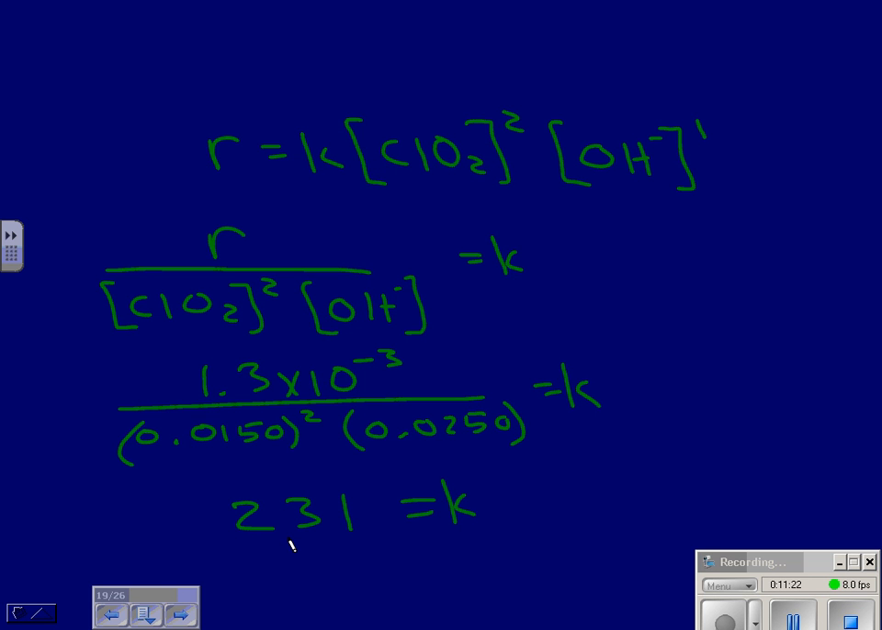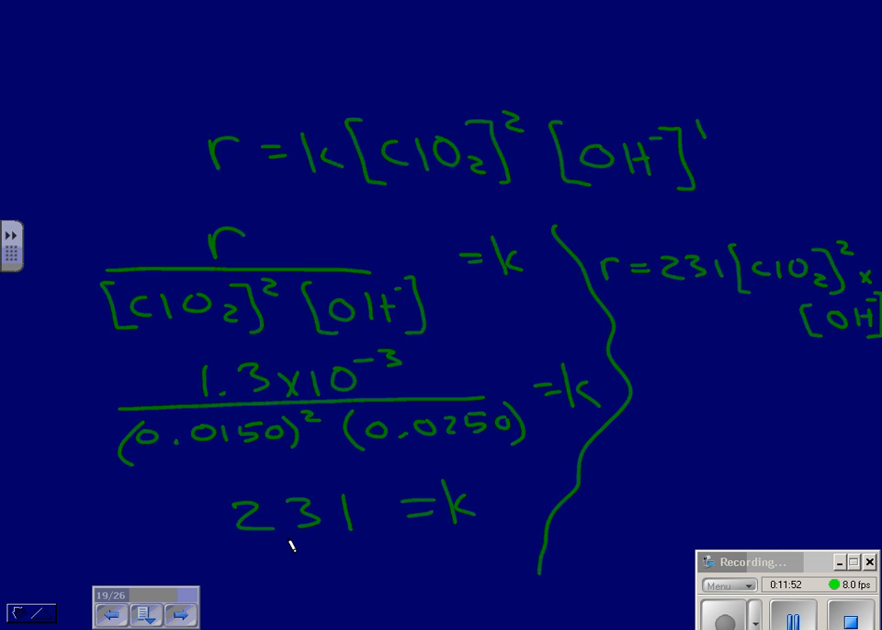That's pretty good. And now we can complete this whole process by writing the rate law out completely. Rate is equal to 231 concentration of ClO2 squared, and I apologize running out of room, I've got to go underneath, times the concentration of OH to the minus 1. Sorry, not to the minus 1. Concentration of OH negative to the exponent 1. No, you don't have to put that 1.